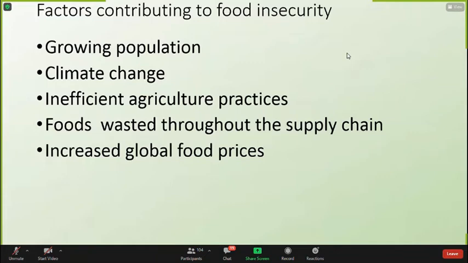And not limited to food waste. Just now, I think Prof. Farouk was also talking about food wasted throughout the supply chain. We waste a lot of food.